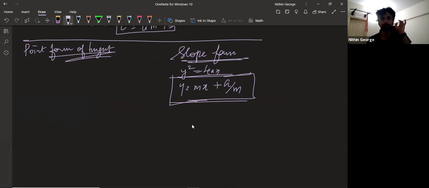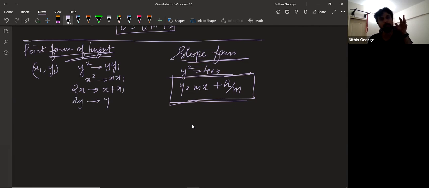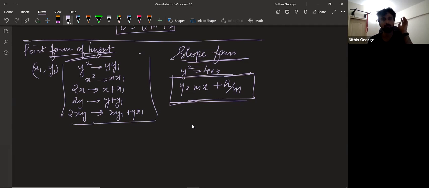So this is the slope form of any tangent with given slope m. Now the point form of a tangent, I told you, if any point x1 comma y1 is given on a conic, to find the point form of the tangent, you replace y square with y y1, x square with x x1. If there's any x term, you replace 2x with x plus x1. You replace any 2y with y plus y1. You replace any 2xy with xy1 plus yx1. Once you do this, you'll get the point form of the tangent.